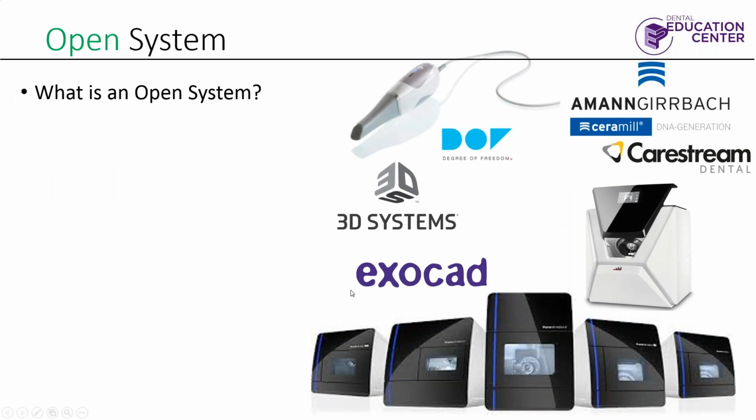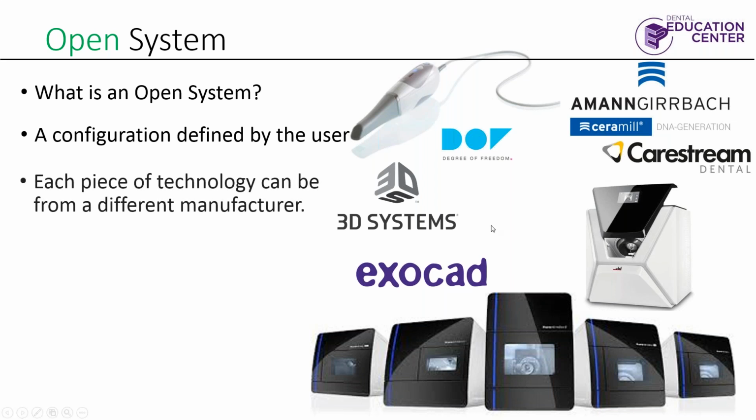What is an open system? And these are some of the various open systems. Obviously, ExoCAD, Amann Girrbach, Degree of Freedom, CareStream, VHF. The configuration is defined by the end user. And what I mean by that is you can pick a mill from one company, a scanner from another company, software from a third company, materials, obviously, from various companies, and then you can define what workflow works good for you.